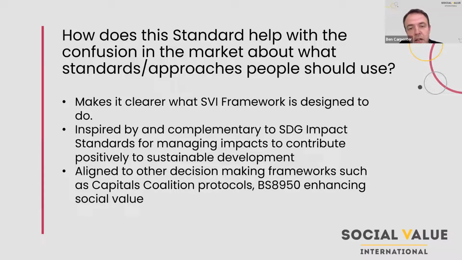And just finally, there are more and more decision-making frameworks that are emerging, whether it's the Capitals Coalition and the protocols they've got for making decisions about natural capital, social and human capital. These are decision-making frameworks, and we can now be seen as closer to those. Obviously, the British Standards Institute have got a guide for enhancing social value. And again, that's about making decisions to do that. So yeah, very much a management approach now, as opposed to previously when we've been pigeonholed or categorized as impact measurement.